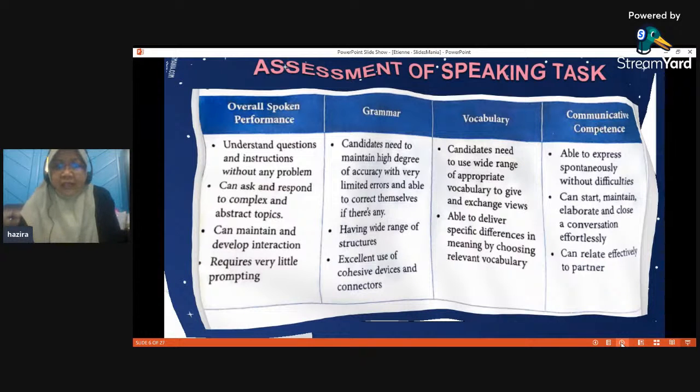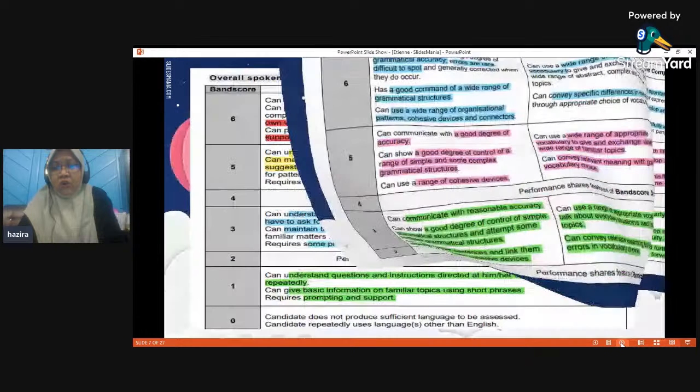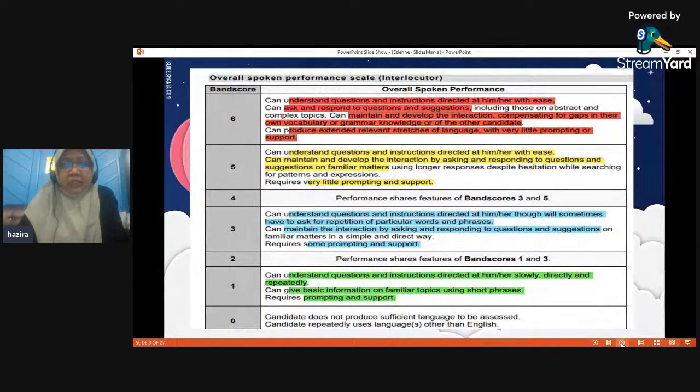Here again is the scoring skills in detail. You may refer to your teacher later for further understanding, as I am not going to focus on it. It's just for you to refer to how you are going to get full marks for grammar, vocabulary, and communicative competence, and also for your overall spoken performance.